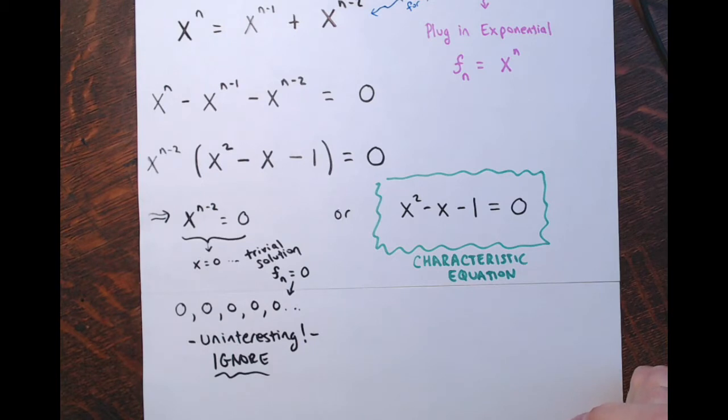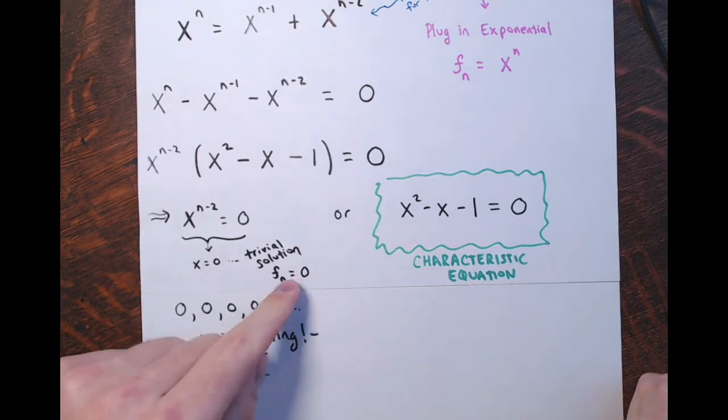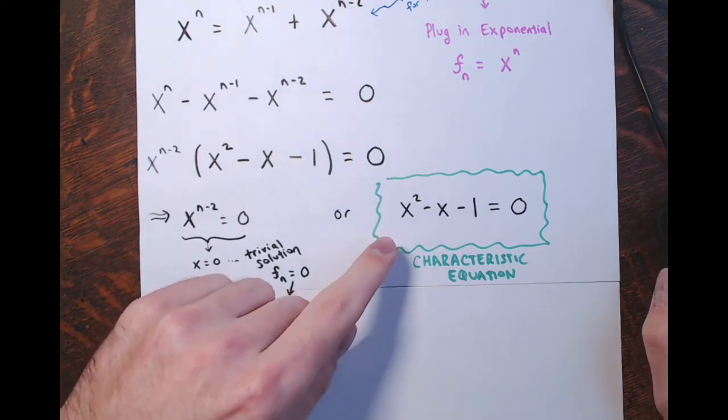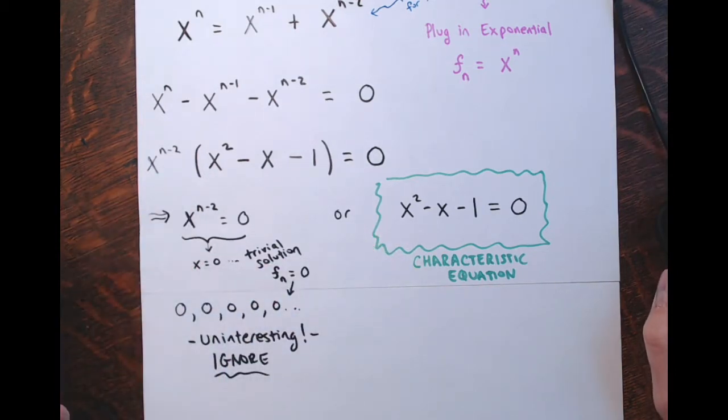So again, just ignoring the trivial solution, because really for any linear homogeneous recurrence relation, if the sequence was all zeros, the rule would be satisfied. But again, that's not interesting at all. And then we'll get into solving for x. We'll do this in another example. I'll come back to this. But that's the first step we're going to do in solving a linear homogeneous recurrence relation.